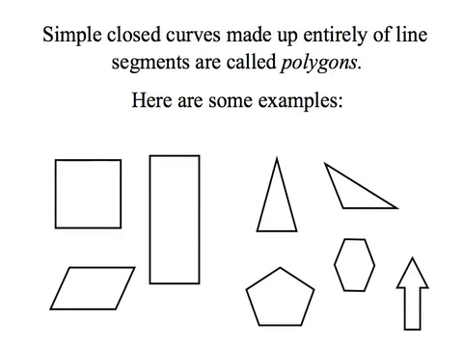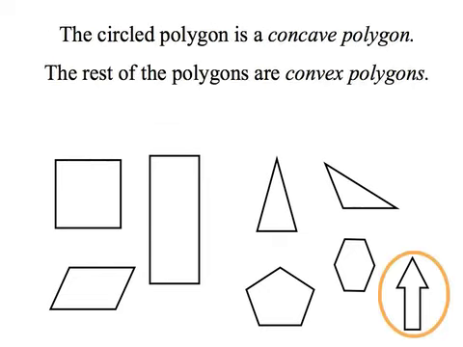Simple closed curves made up entirely of line segments are called polygons. And here are some examples of polygons. The circled polygon is a concave polygon. The rest of the polygons are convex polygons. We will concern ourselves with convex polygons most of the time. There will be a few exceptions.